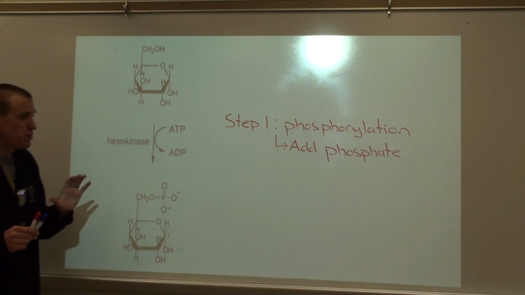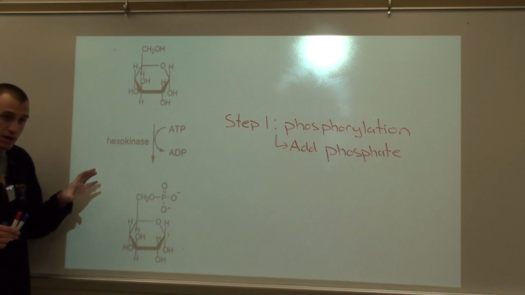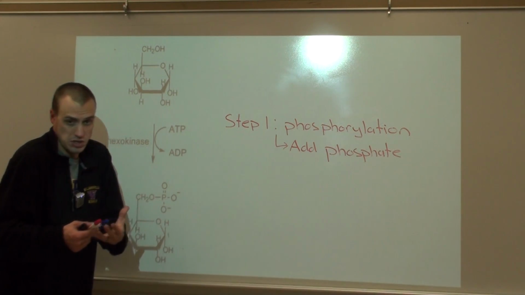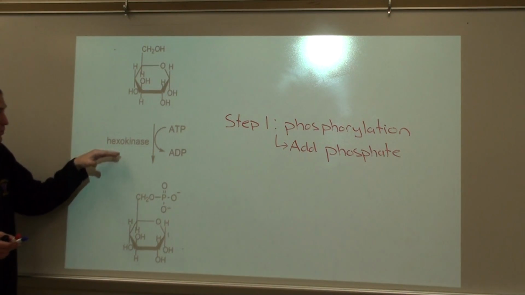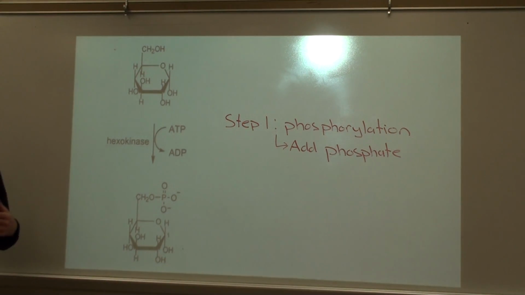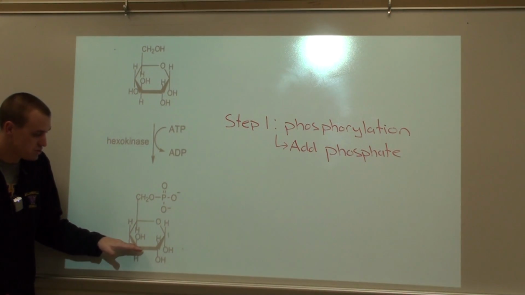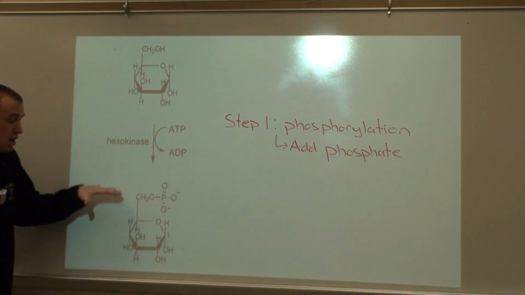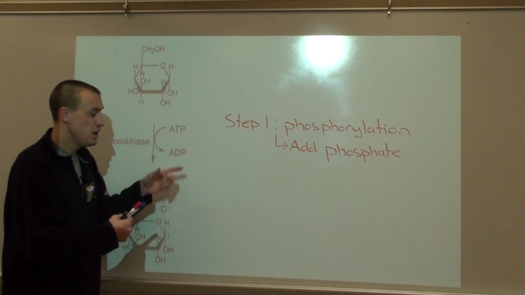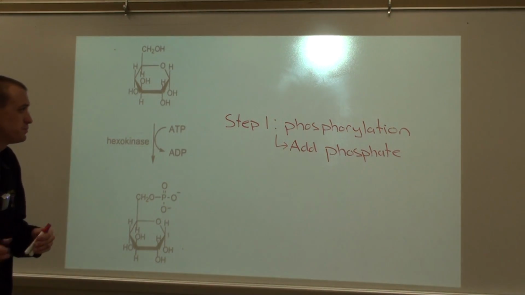What I also want to talk about before we leave this slide is that this step number 1 acts as a control point. The cell doesn't want to waste ATP, it doesn't want to waste energy. So this enzyme, hexokinase, is inhibited by glucose 6-phosphate. What that means is when glucose 6-phosphate is produced, the hexokinase does not allow ATP to dump off an extra phosphate. Basically, it saves energy for the cell.